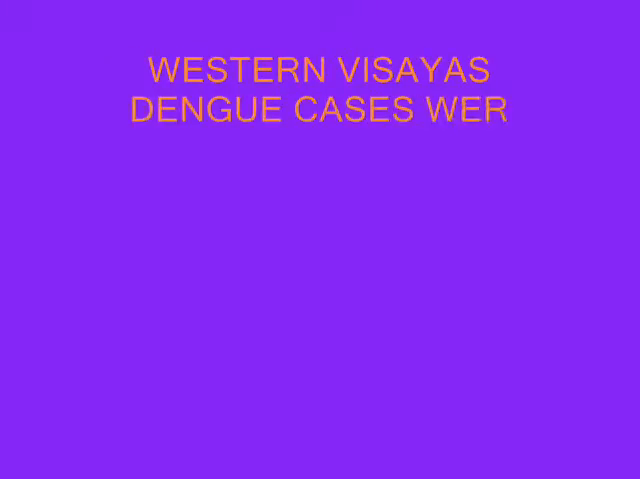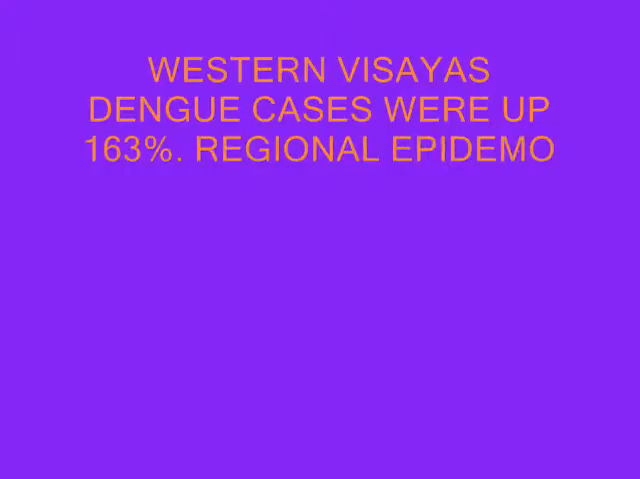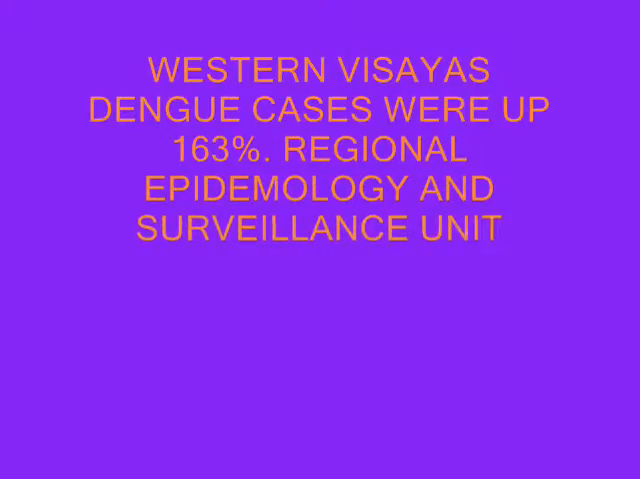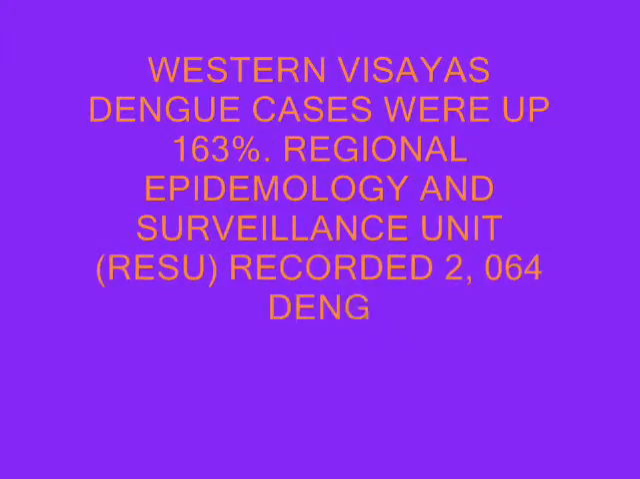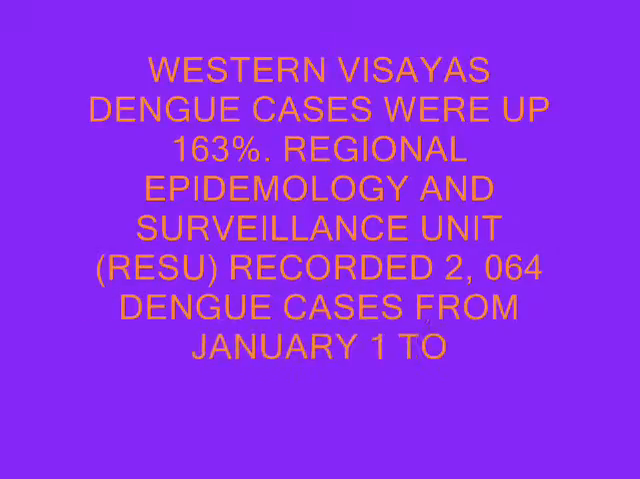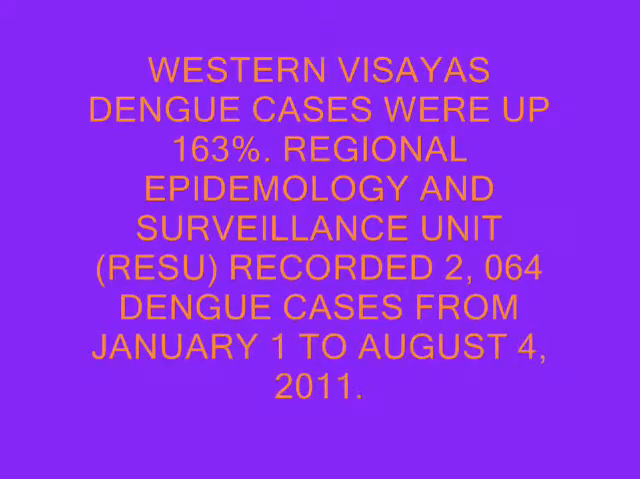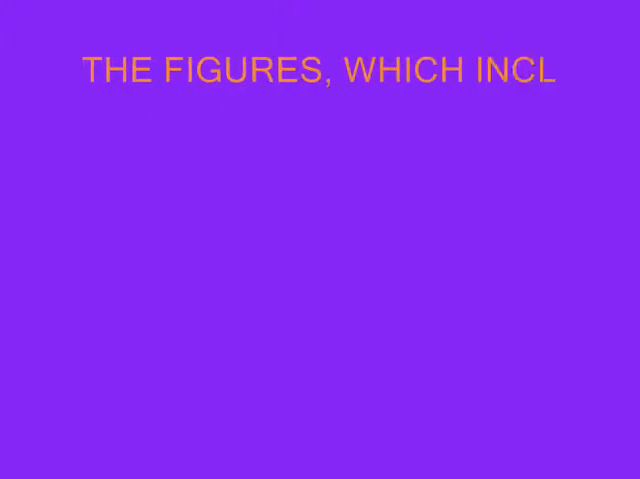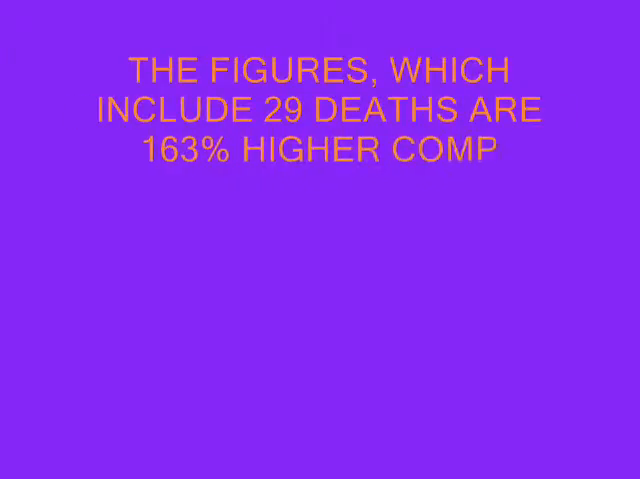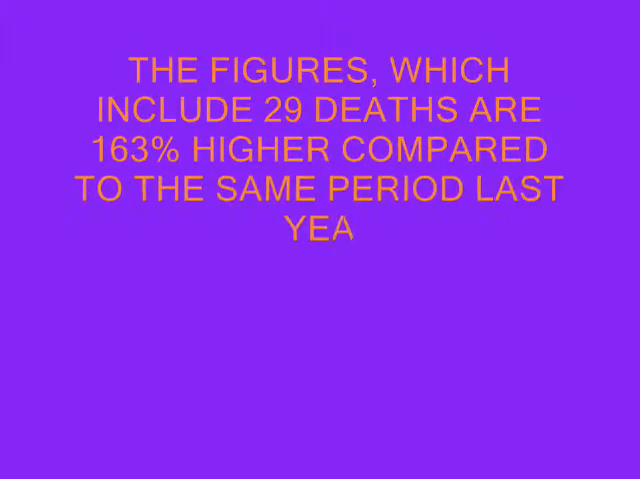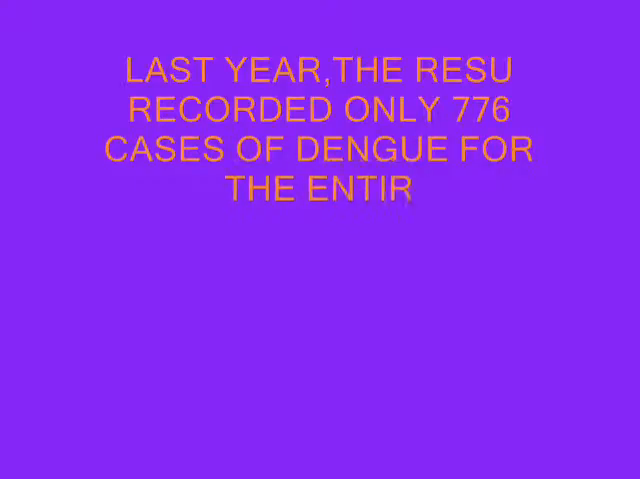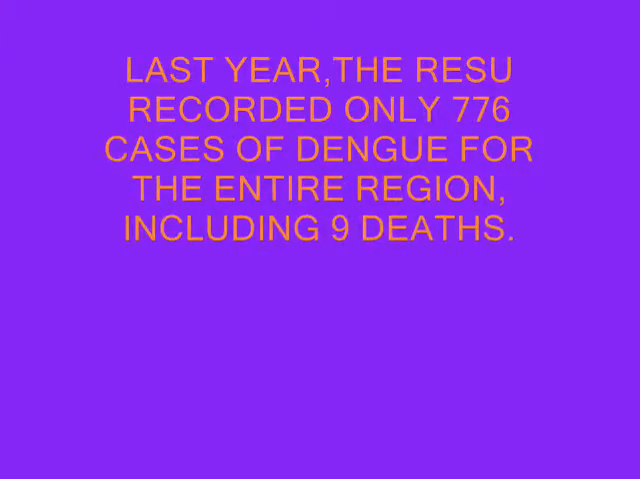Western Visayas dengue cases were up by 163%. The Regional Epidemiology and Surveillance Unit recorded 2,064 dengue cases from January 1 to August 4, 2011. The figures, which include 29 deaths, are 163% higher compared to the same period last year. Last year, they recorded only 776 cases of dengue from the entire region, including 9 deaths.